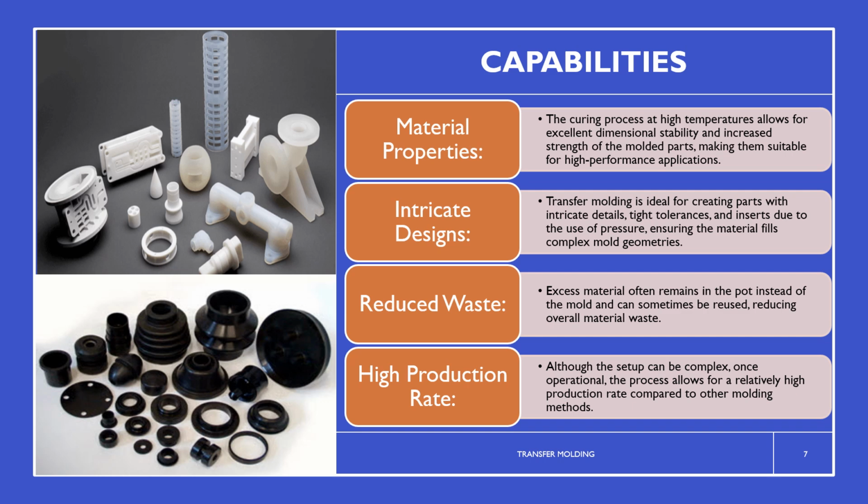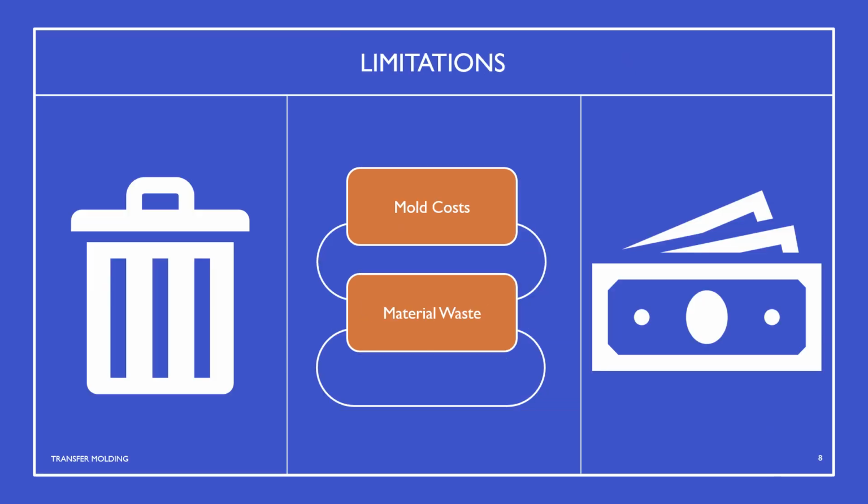The third is reduced waste. Excess material often remains in the pot instead of the mold and can sometimes be reused, reducing overall material waste. The fourth and last is the high production rate. Although the setup can be complex, once operational, the process allows for a relatively high production rate compared to the other molding methods. The only downsides to this process are the higher mold costs and the potential material waste, especially in the channels used to inject the material.